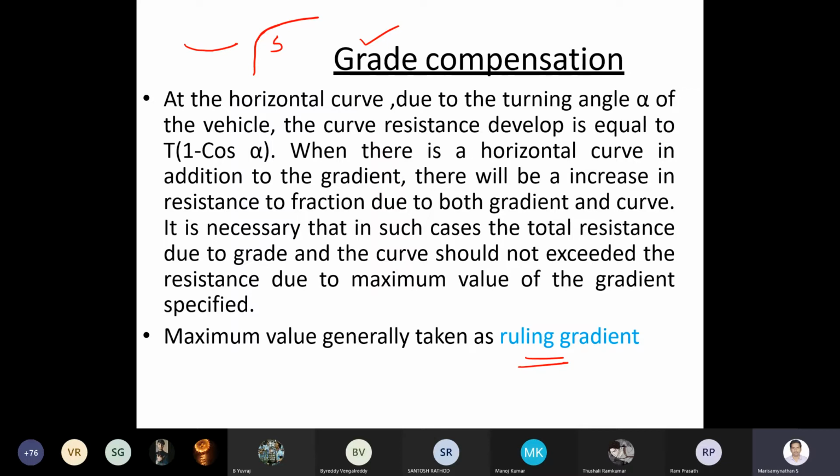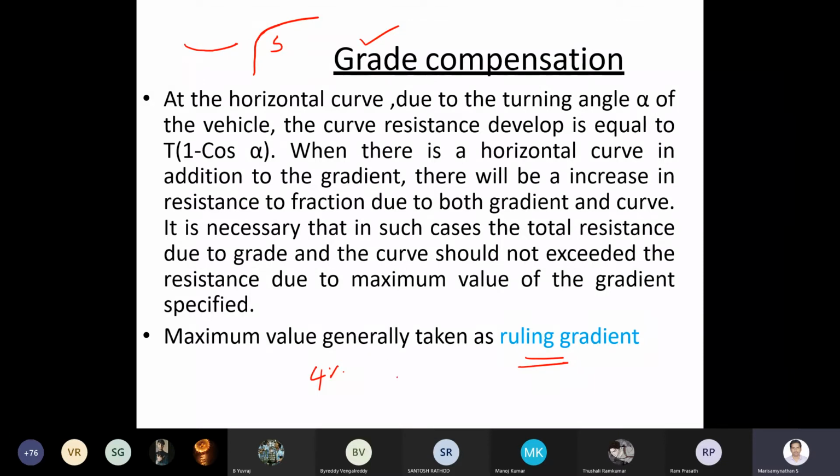So that means in the horizontal curve, we are already providing the gradient. That gradient reduction is supposed to happen because we are already providing the gradient with considerations of the vertical alignment. So the IRC has specified that grade compensation is not required when the grade is less than 4%. It's not required for grades flatter than 4, or less than 4%.